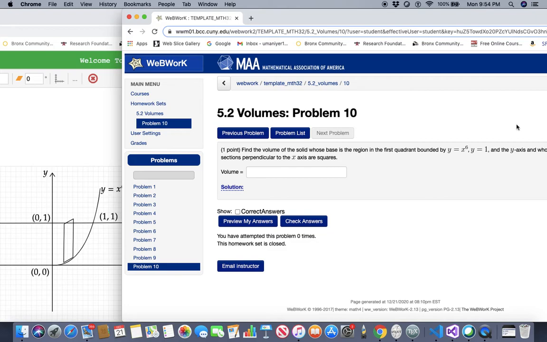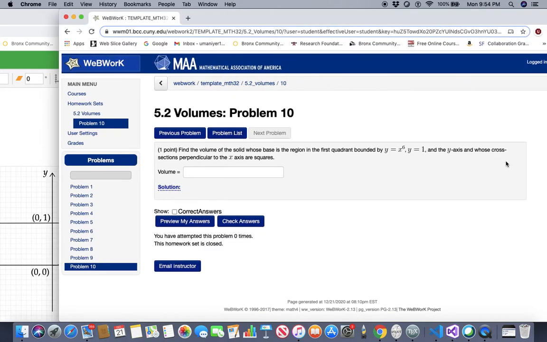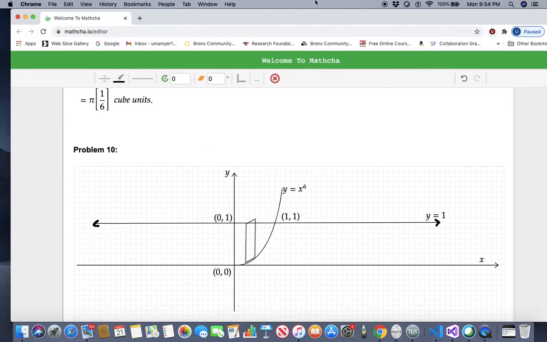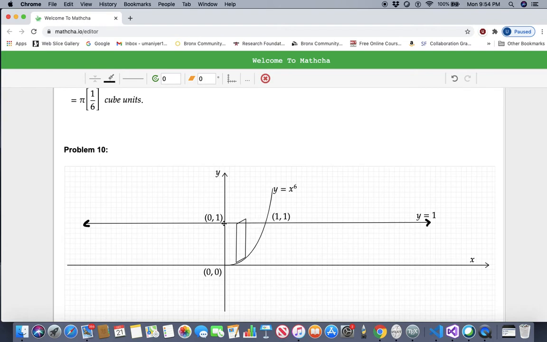Now, cross sections perpendicular to the x-axis, that is top-down cross sections. These are squares. So, I hope it's clear. The region is here, and that's going to be a square. So you may very well imagine slices of squares standing over here. So you would have a large square here, smaller square, smaller square, and so on, until you are at a point.